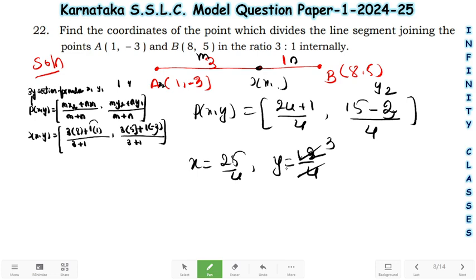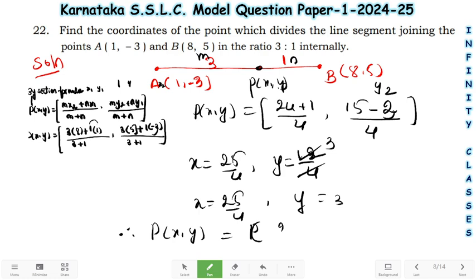That is y is equal to 3. Then x is equal to what? 25 by 4 and y is equal to 3. So the coordinates of P of x comma y, therefore P of x comma y is equal to 25 by 4 comma 3. Yes, so in this manner we have to solve the problems.